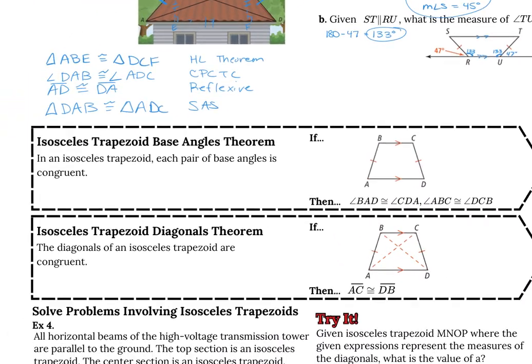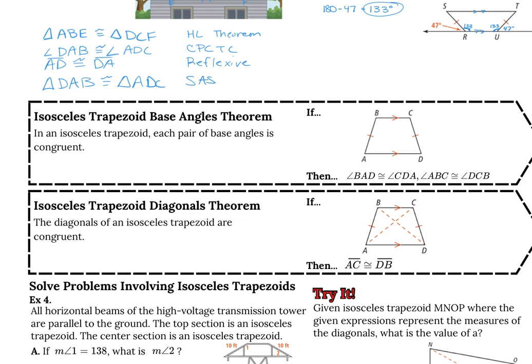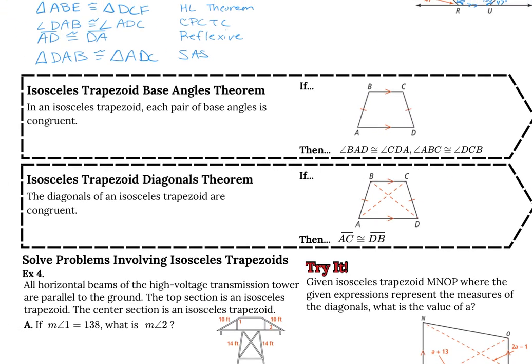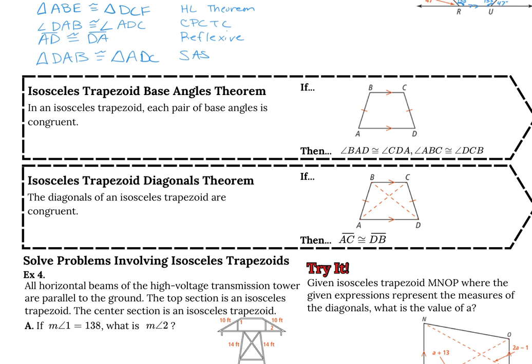All right, next we're going to look at the isosceles trapezoid base angle theorem. In an isosceles trapezoid, each pair of base angles is congruent. So that means my base angles have to be congruent. This angle would be congruent to that angle, and then this angle would be congruent to this angle.